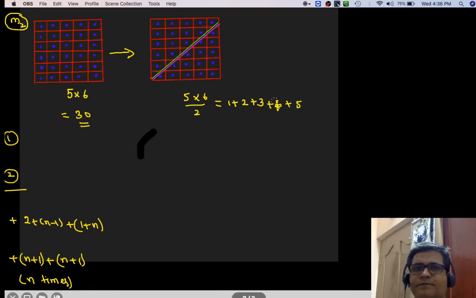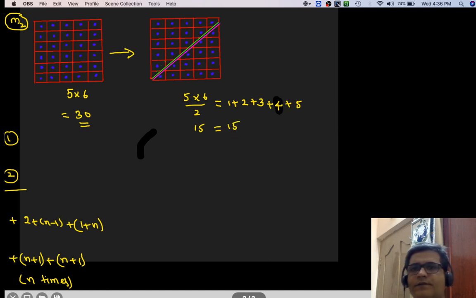So the total number of dots is equal to what? In the below part it is 1 plus 2 plus 3 plus 4 plus 5. That is the sum of 5 natural numbers, which is equal to 5 into 6 by 2. If you calculate this, it's 30 by 2, that is 15. 1 plus 2 plus 3 plus 4 plus 5 is also 15. Therefore, 15 is equal to 15.